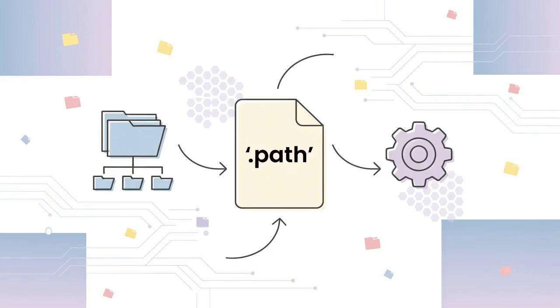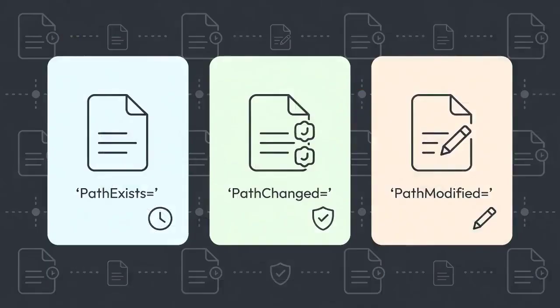Systemd path units are a native way to react to file system events without ever writing a polling script or running a separate inotify daemon. A path unit declares what to watch and what to start when something happens, and systemd handles the rest. The three core directives live in the path section.